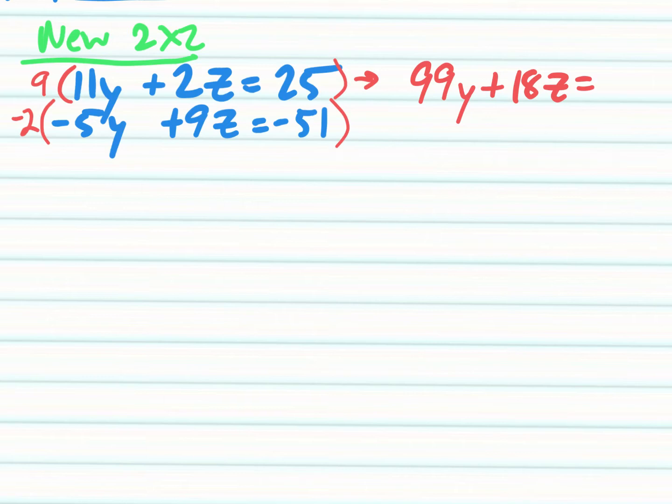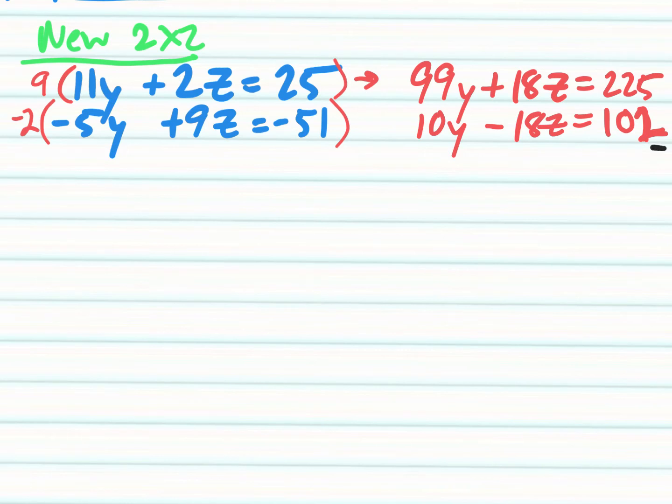What is that? Anybody? Calculator? 225. Thank you. And on the bottom one, negative 2 times negative 5 is positive 10y. Wow, this is ugly. Negative 2 times negative 9 is negative 18z. And negative 2 times negative 51 is positive 101. Yay? 102. Just checking to see if you're paying attention. Just kidding, I messed up. Yeah, 102, thank you. So now we are able to combine the lines.